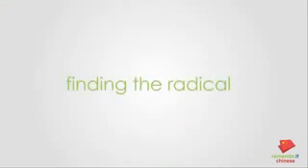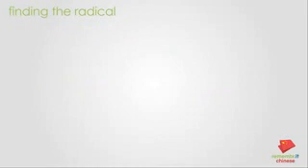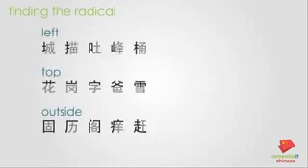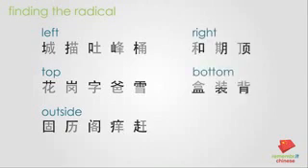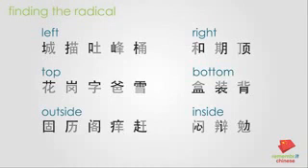The first is that the radical part of the character is not always easy to find. Generally, they're on the left, top, or outside of the character. But they can also occur on the right, bottom, or inside of the character. Unfortunately, there is no guaranteed way of locating radicals, and for a small number of characters, the radical can only be identified by referring to a dictionary.